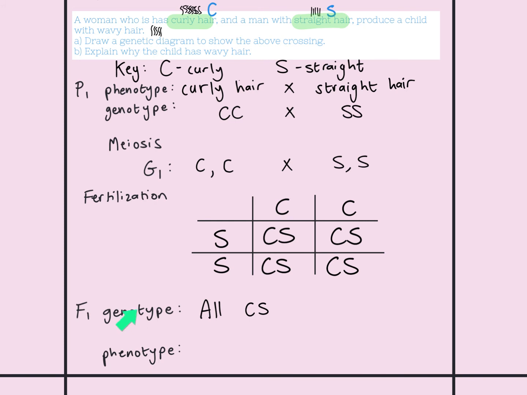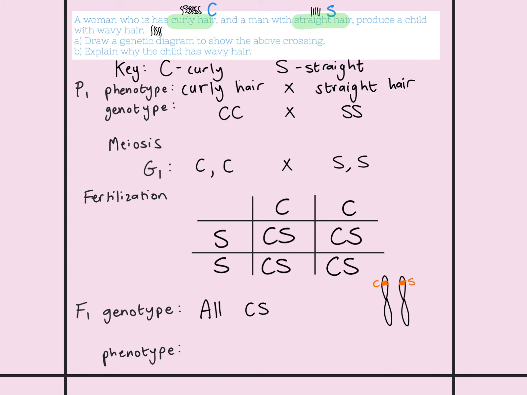Please remember the genotype always has two letters in it for each trait, because the genes that code for those traits are going to be found on homologous chromosomes. So one chromosome will have a C from the mother, and the other chromosome will have an S allele for straight hair from the father. So all of the children end up having CS allele combinations for the genotype.